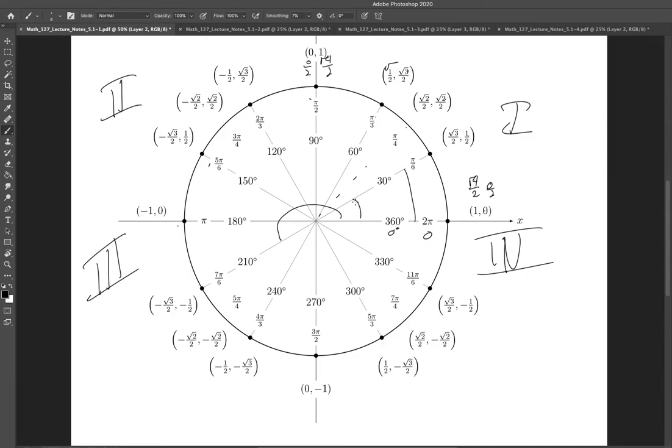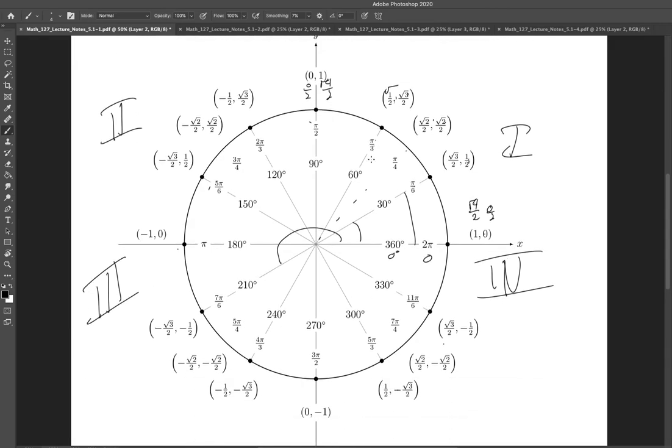So here's all the values. Of course, in the second quadrant, our x values are negative, our y values are positive. In our third quadrant, both values are negative. And then in our fourth quadrant, the x values are positive and the y values are negative. And then notice that these mimic the same numbers. So you're going to want to get this into your head.